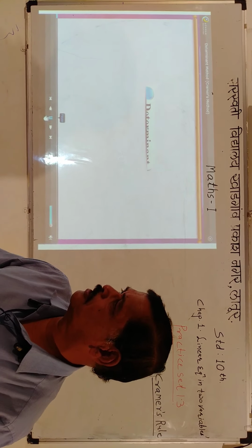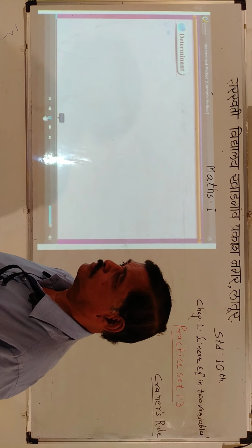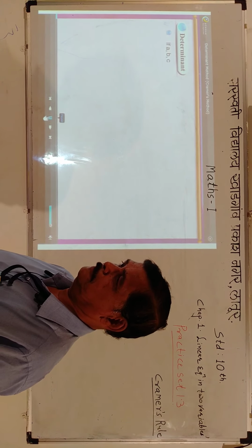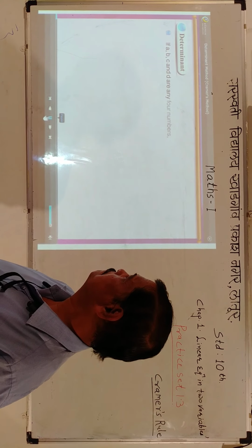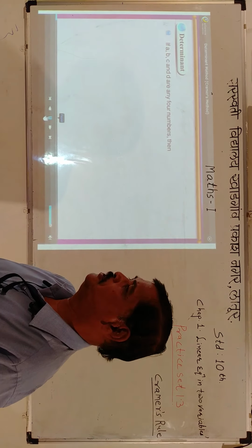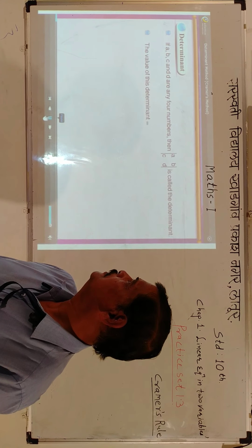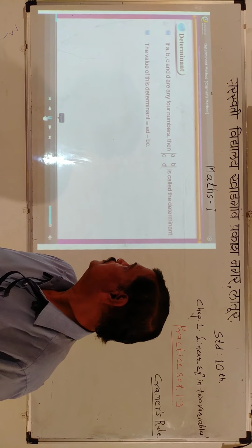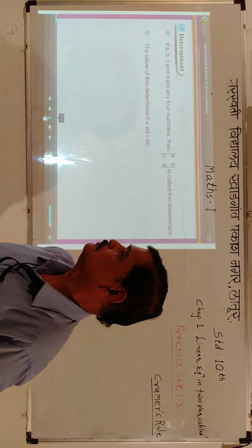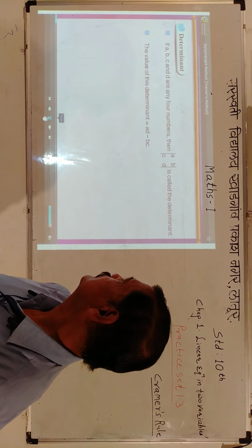Let us first see what is meant by a determinant. Let A, B, C and D be any four numbers. If the numbers are represented as shown here, then it is called the determinant. The value of this determinant is AD minus BC. How many rows and columns are there in this determinant?